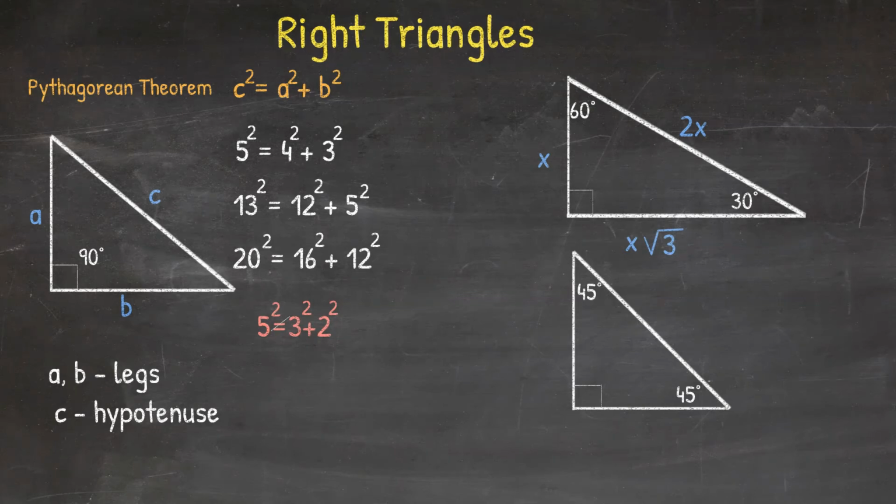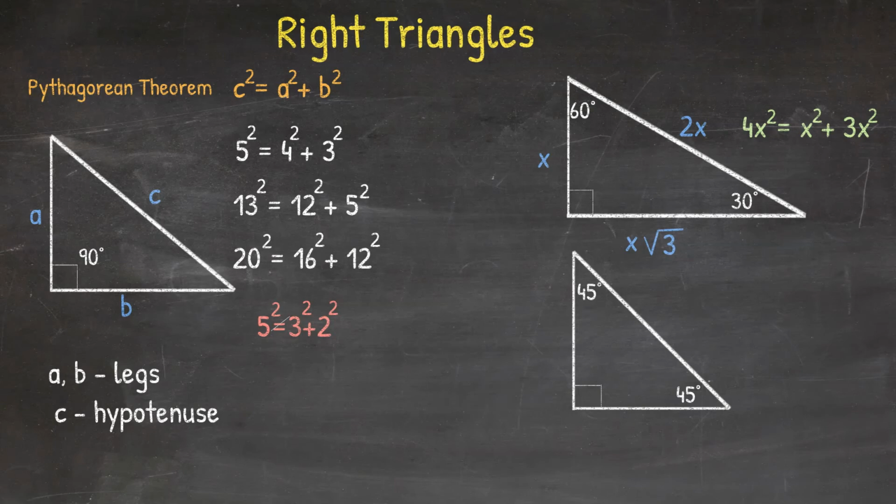Mathematically, if the shortest leg equals x, then the hypotenuse equals 2x, and the longer of the two legs equals x square root of 3. Applying the Pythagorean theorem, what we get is that 4x squared equals x squared plus 3x squared. So this just confirms the fact that every right triangle fits the Pythagorean theorem and that these dimensions are correct.